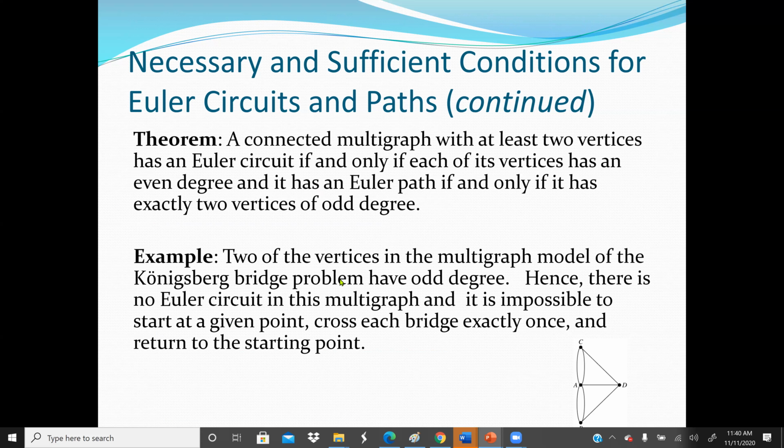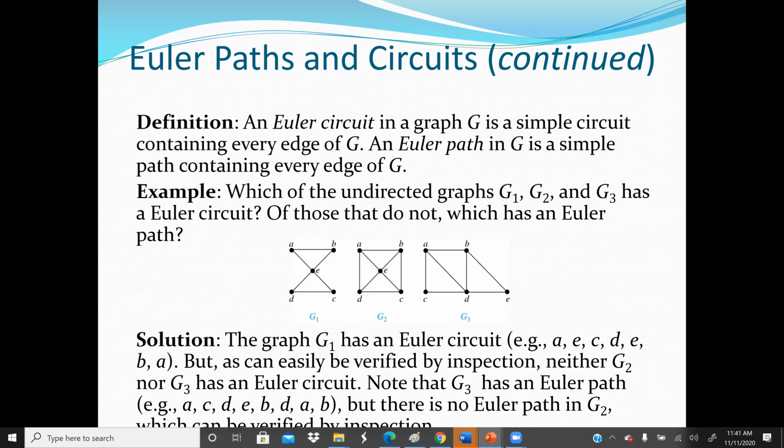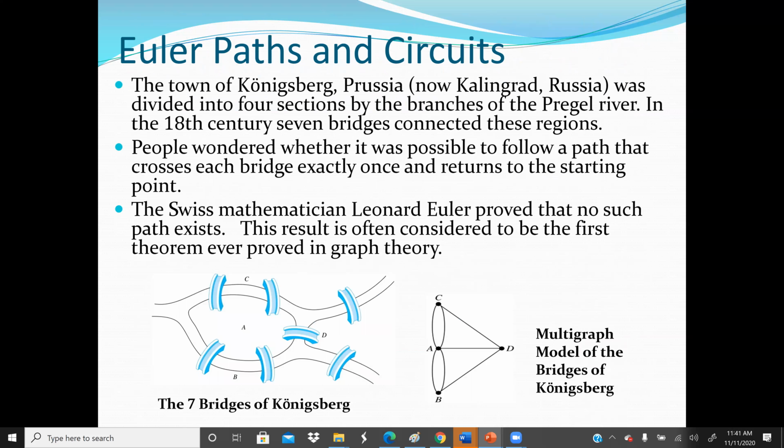So two of the vertices in the multigraph model of the Königsberg bridge problem have odd degree. Hence, there's no Euler circuit. So that's the proof that Euler gave to us. We can see here an Euler circuit means when I start from C, I will go through all the edges and I'll end at C.